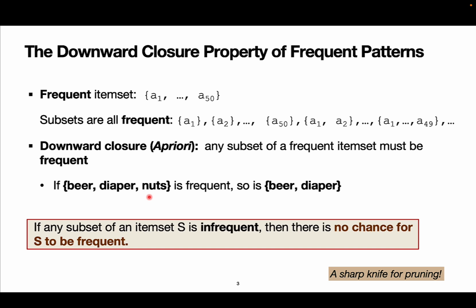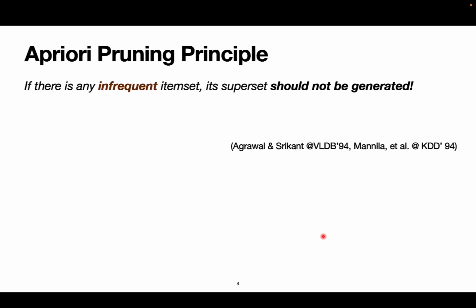If you think about it, if we just flip the script and we say if any subset of an item set S is infrequent, then there is no chance for S to be frequent. So if the subset is infrequent, then also the bigger set that contains the subset is going to be infrequent. This idea is formalized in the a priori pruning principle, which states that if any subset of an item set S is infrequent, then S itself cannot be frequent.